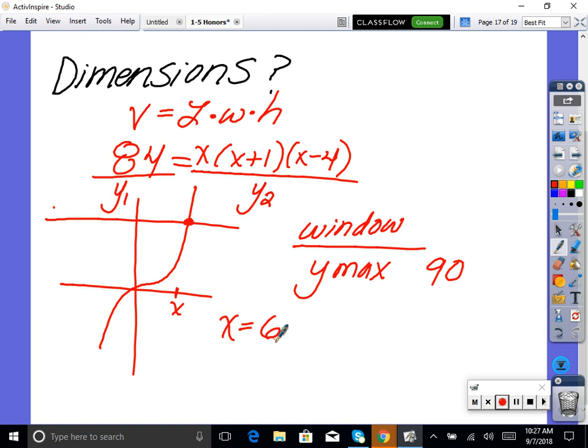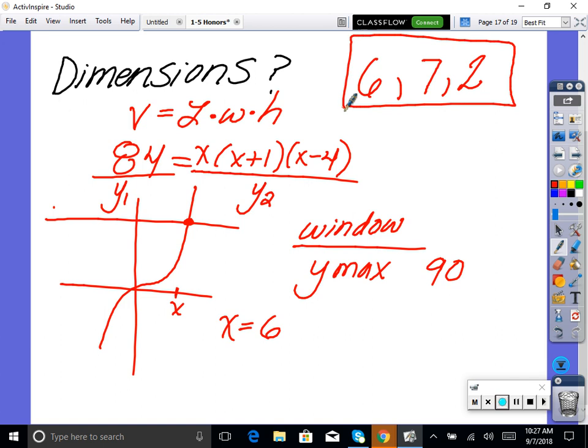You have to be able to do that with your calculator on the test. So 6 is your what? And what's the other measurement? 7? And your other one is 2. It asks what are the measurements. Do you guys understand that? 6, 7, and 2, if x is 6. I get it. Okay. All right.